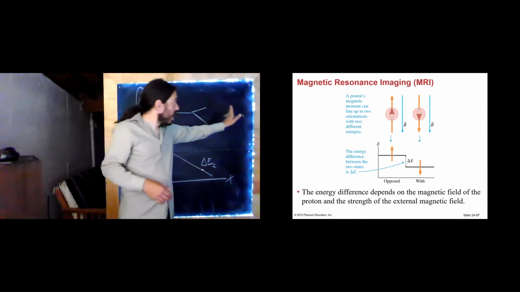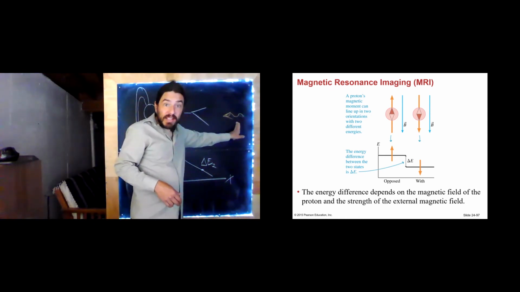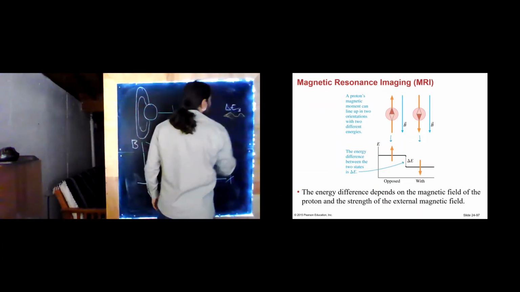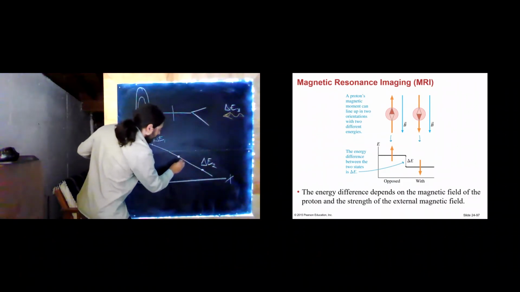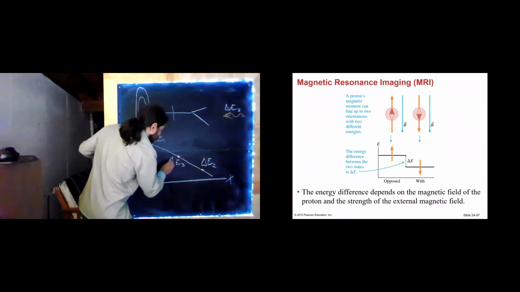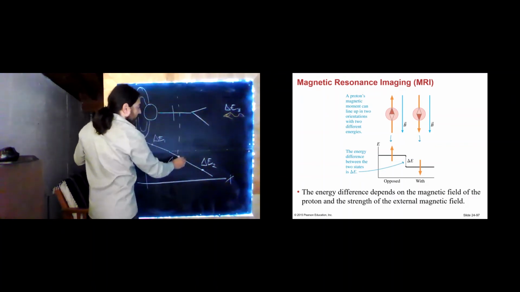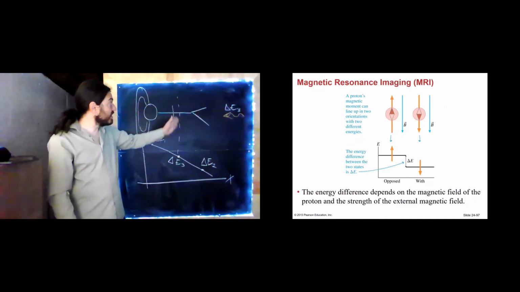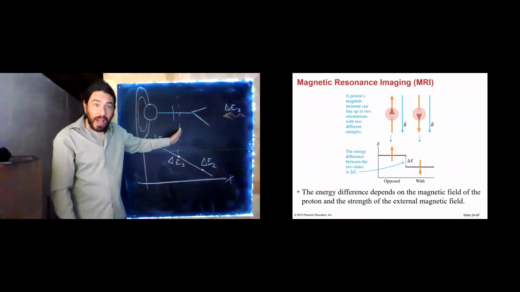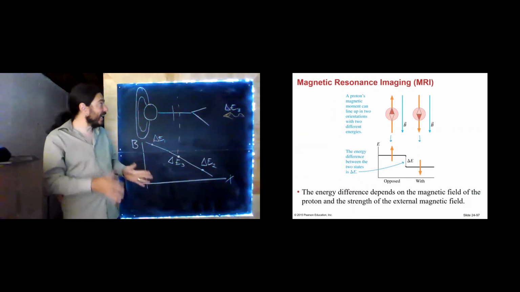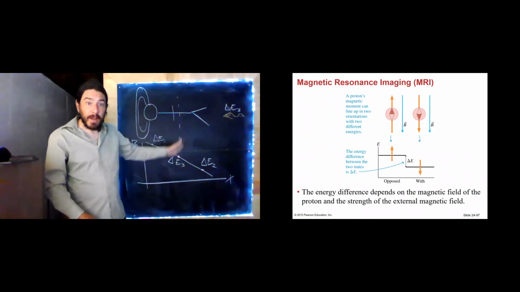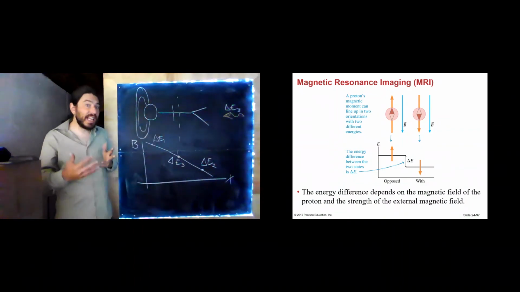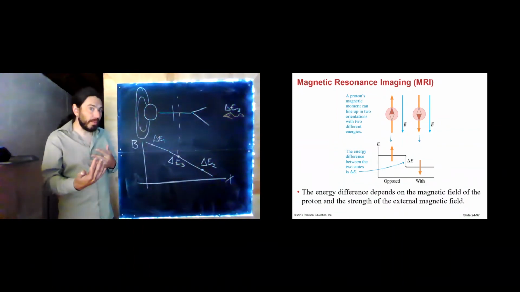So if I tune this to have some delta E, let's call it delta E3, corresponding to some point in between here, then this is where that light will be absorbed. So it will be absorbed by protons at this location in the person's body. And so we know that we're making an image of exactly this location in this person's body. So it's just like an X-ray where we're getting a shadow of the person's body.